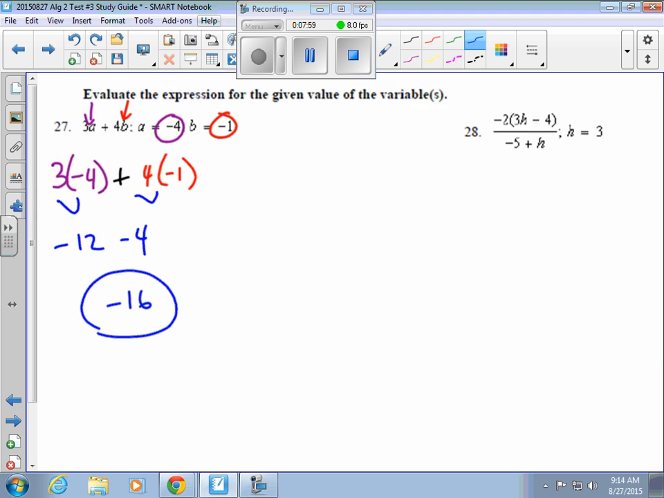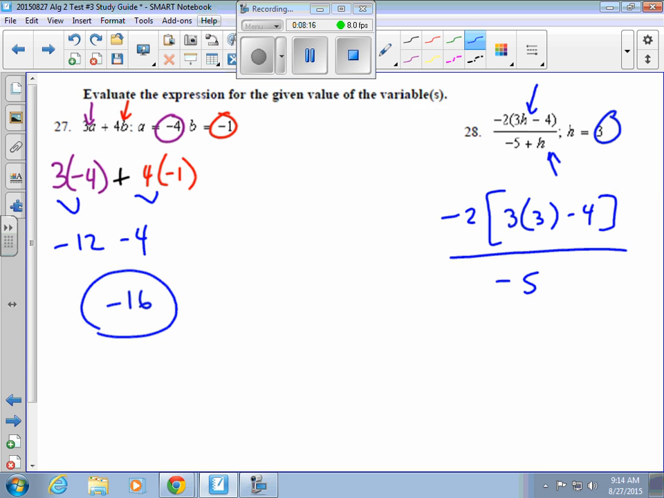28 says -2 times 3h minus 4 over -5 plus h when h's value is 3. We got two spots to plug it in, though, there and there. So -2 times 3 times 3 minus 4 over -5 plus 3 is h's value. Do what's inside parentheses first. 3 times 3 is 9. 9 minus 4 times -2 over -5 plus 3 will be -2.